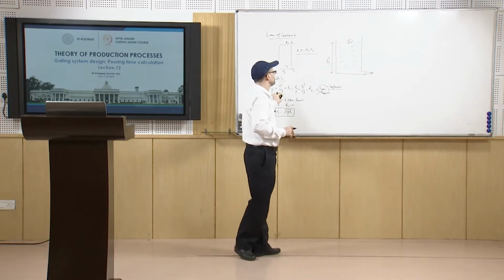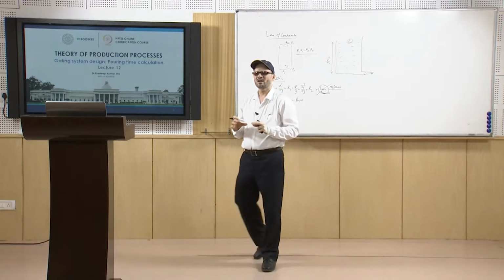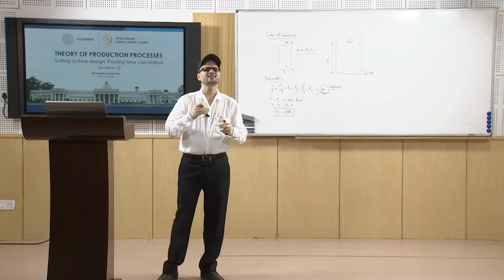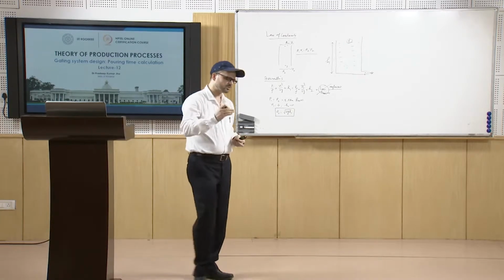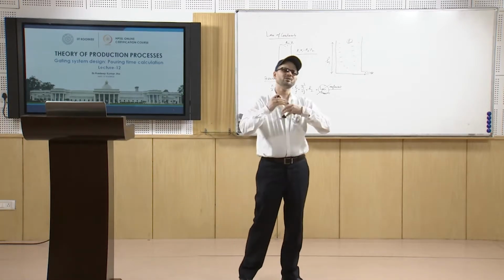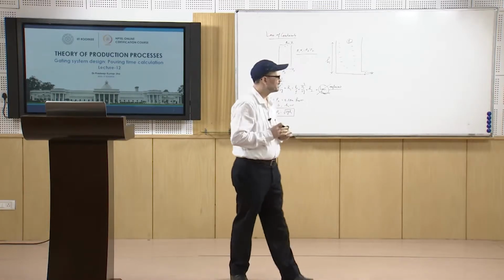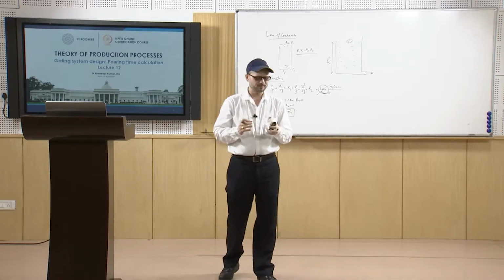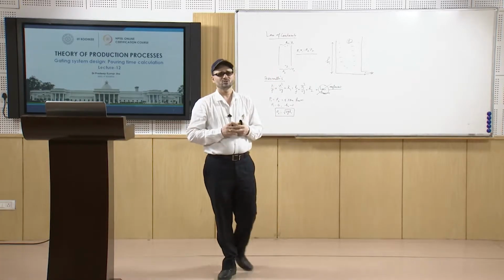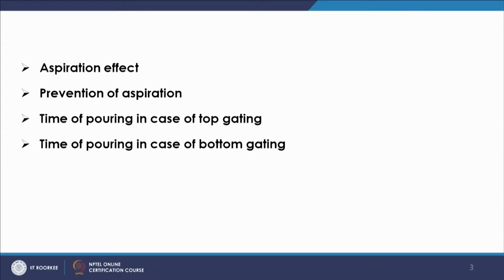So, this is how Bernoulli's equation is used. Bernoulli's equation is applied at different places, and you can get certain conditions from it. For example, when we talk about casting and the cavity, you will have the probability of having certain aspiration. So, we will discuss how this aspiration effect comes into picture.